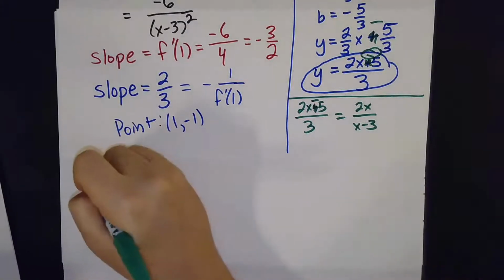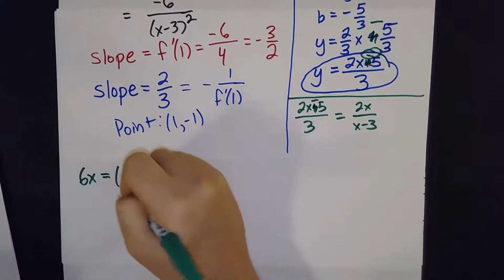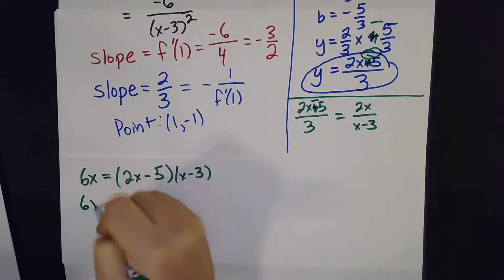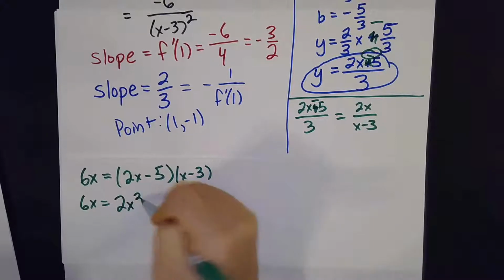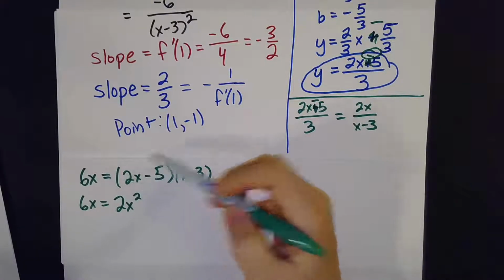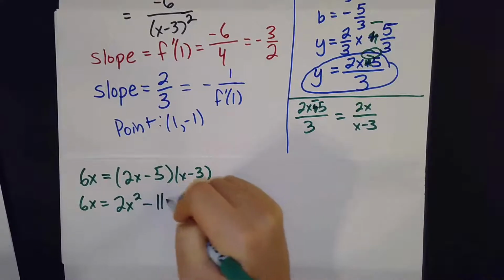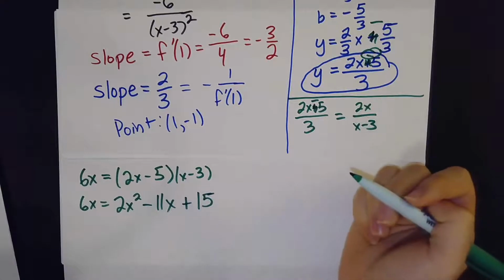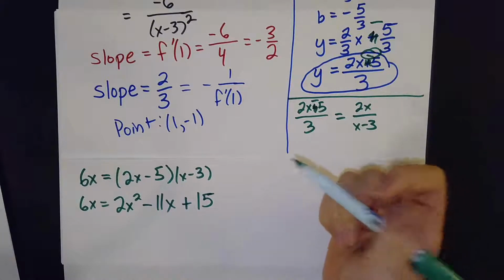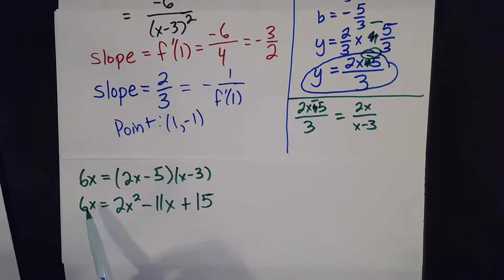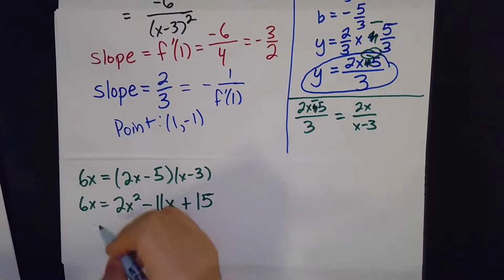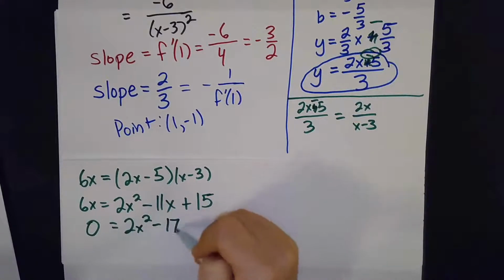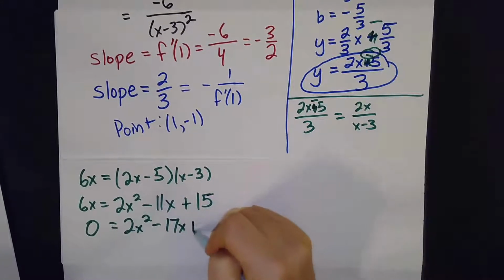Okay, so that's going to give me 6x equals 2x minus 5 times x minus 3. So let's see, that is 2x squared, minus 6x minus 5x, so minus 11x, plus 15. Okay, and so if I pull this 6 over here, this will be 0 equals 2x squared minus 17x plus 15.